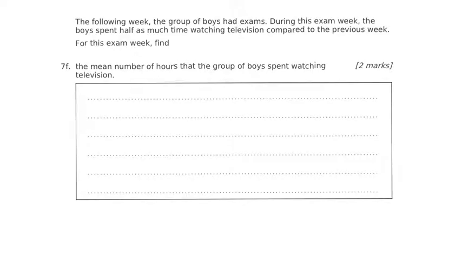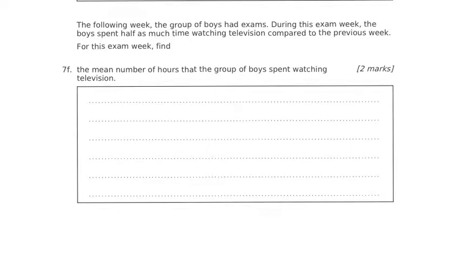The following week, the group of boys had exams. During this exam week, the boys spent half as much time watching television compared to the previous week. For this exam week, find the mean number of hours that the boys spent watching television. Well, that's easy. It is a half times 21, which is 10.5 hours.